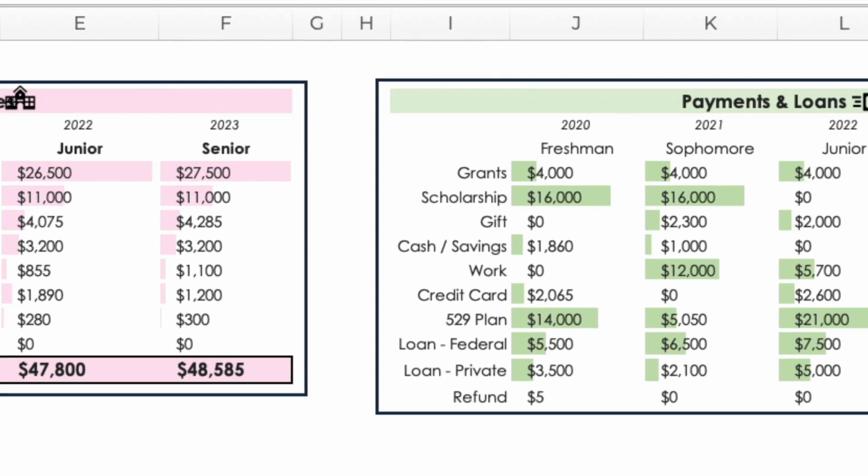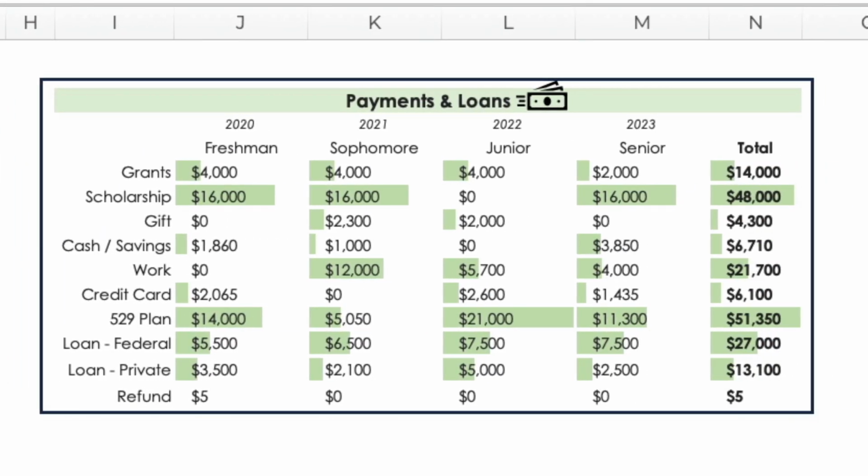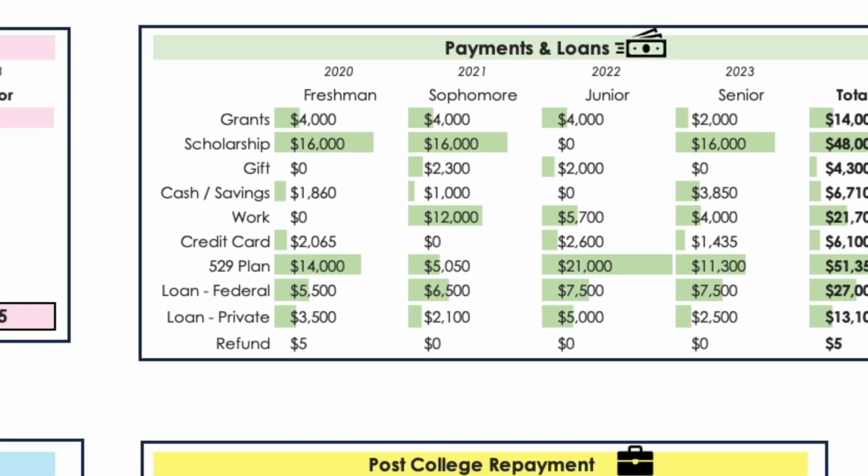The Payment and Loans table shows you how the expenses were paid, what sources were utilized. The way the majority of people pay college expenses is with grants, scholarships, savings, 529 plan funds, and loans. You can see what are the largest funds used to cover college expenses. There are totals for each category as well as visual color indicators of the largest cost.